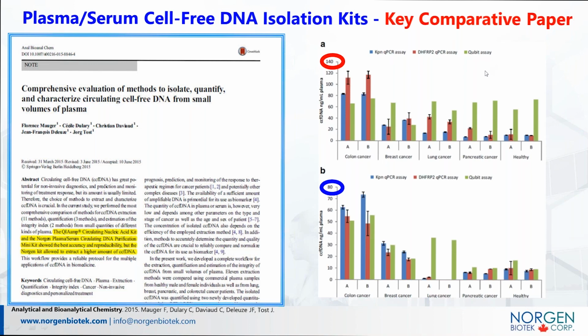Norgen's kits with the silicon carbide recovered the highest amount of DNA compared to all the other 9 procedures, being commercially available procedures or published procedures.